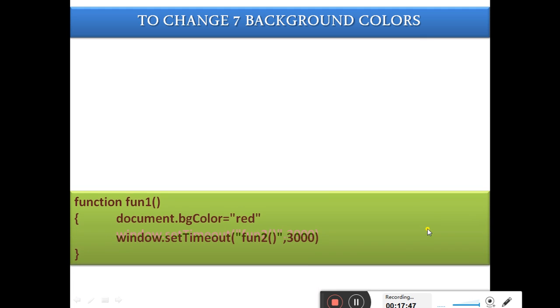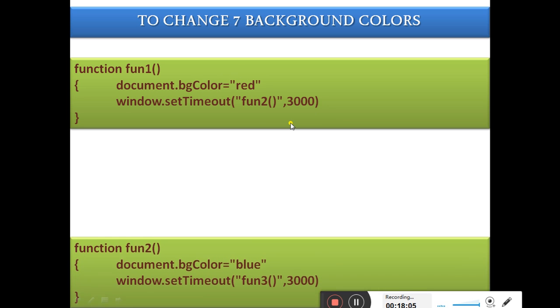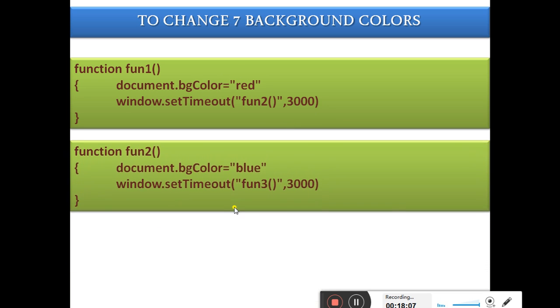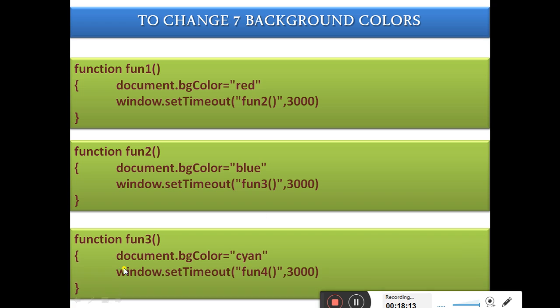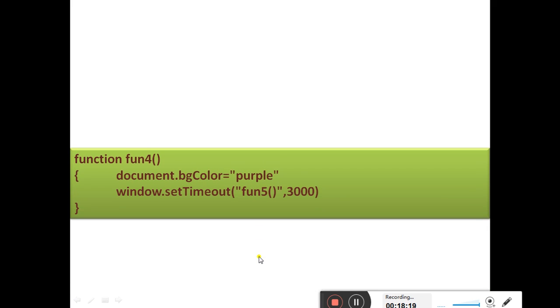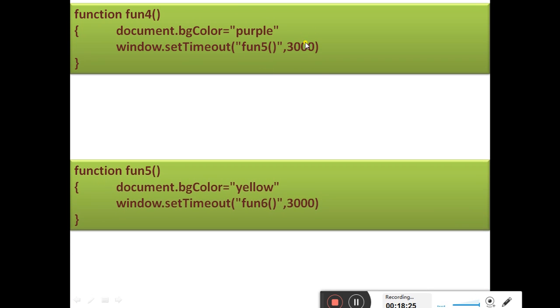Now see, when the page gets loaded, at that time it is calling a function fun1. So this is the coding for function fun1. The same coding, document.bgColor, we will change the color first, and then after a few milliseconds we are calling another function. Then again in fun2 we are changing the color, and then after a few milliseconds we are calling another function, that is fun3. In fun3 we are changing the color and we are calling another function fun4 after 3000 milliseconds.